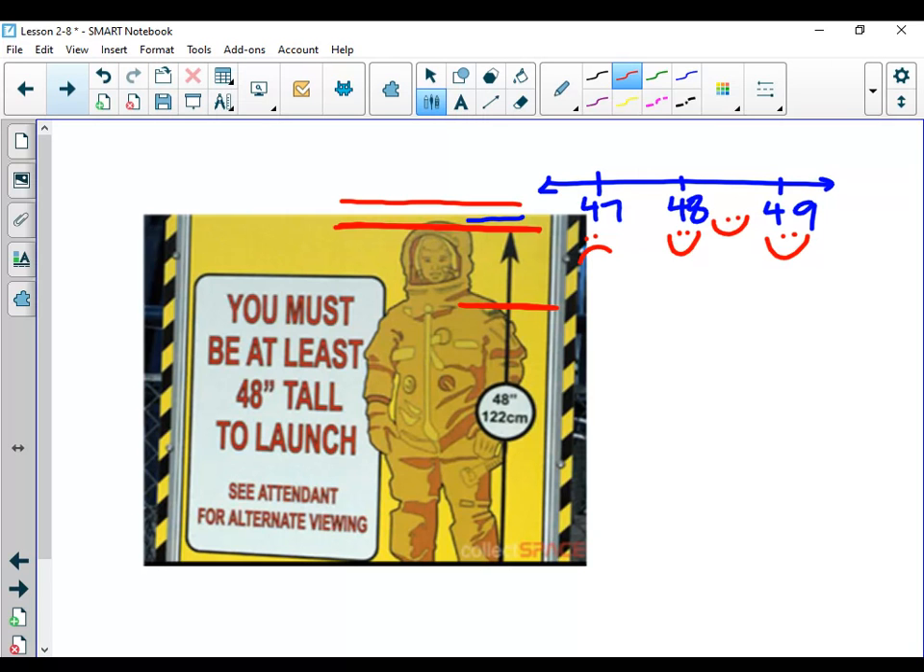What this basically means is you can be exactly 48. So I'm going to put a dot at 48. And since I can be exactly 48, I'm going to color in the dot also. You can be exactly 48 inches or taller. Which way would taller be? To the right. Now, if my extra tall dad comes along and he's 72 inches, that will still work because my arrow is going towards the 72 inches.